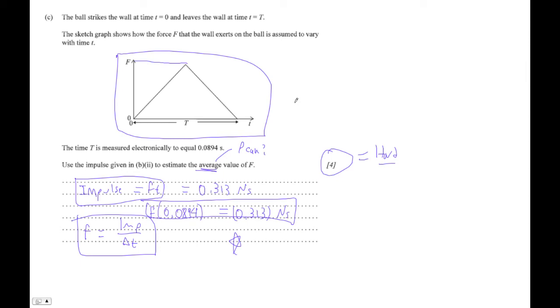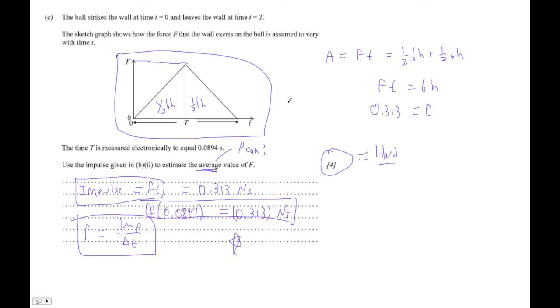Now, when I did it, I was like, oh my gosh, this is going to be hard. So what I did was I said, well, this is 2 triangles, 1/2 base height plus 1/2 base height. So the total area, force times time, is 1/2 base height plus 1/2 base height, which ends up being force times time is base height, which is 0.313 is equal to, and we get all the marks too.